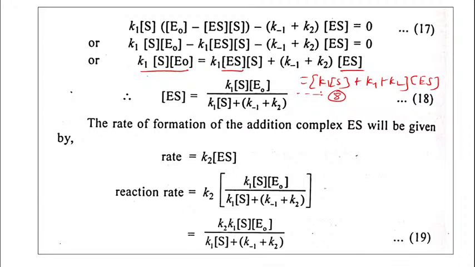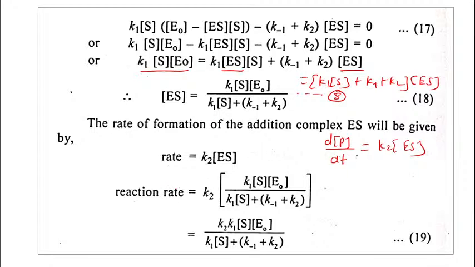So we are getting concentration of the intermediate ES becomes equal to this. Now we know that the rate of the formation of the product with respect to time is equal to K2 into concentration of ES. To find ES, we have done this whole process previously.